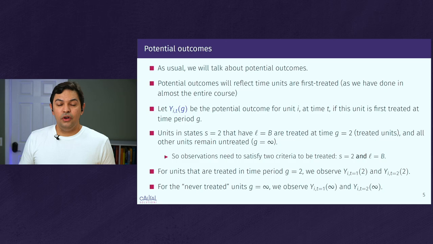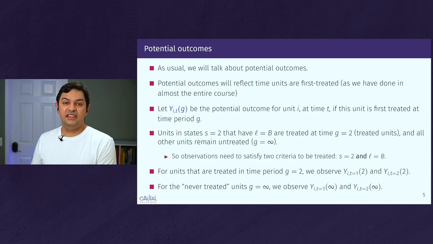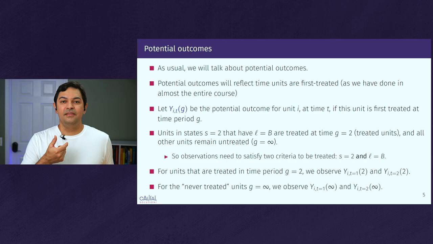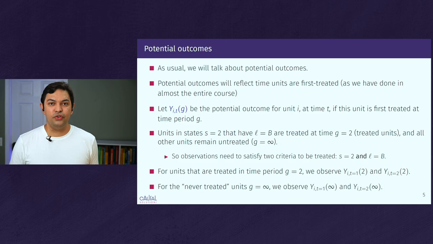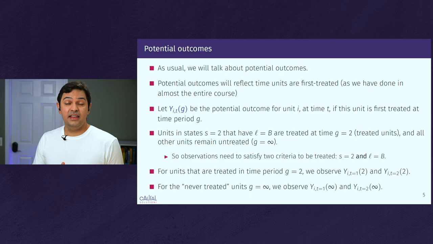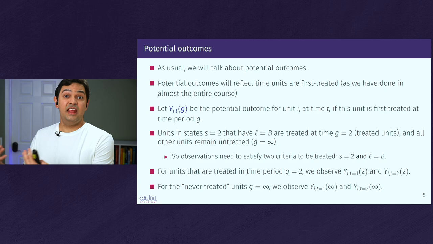And this is where things get interesting in the triple differences, because units who are part of a state S equals 2, and they belong to this partition B, these units are actually exposed to treatment at time 2. So these units are going to be our treated units. So if I am a woman, married, between 20 years old and 40 years old, and I happen to live in a state which has passed these maternity mandates, I'm going to belong in the treatment group. Everybody else is going to belong to the untreated group, because the policy does not affect anybody else. Those units are all untreated.